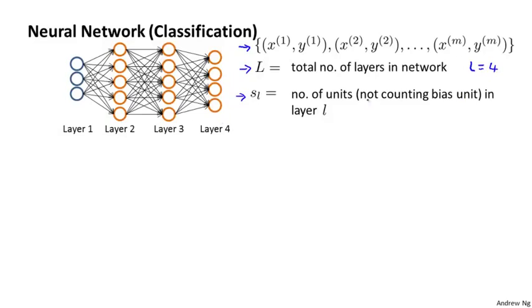So for example, we would have s_1, which is the input layer, has 3 units, s_2 in my example has 5 units, and the output layer s_4, which is also equal to s_L because capital L is equal to 4, the output layer in my example on the left has 4 units.